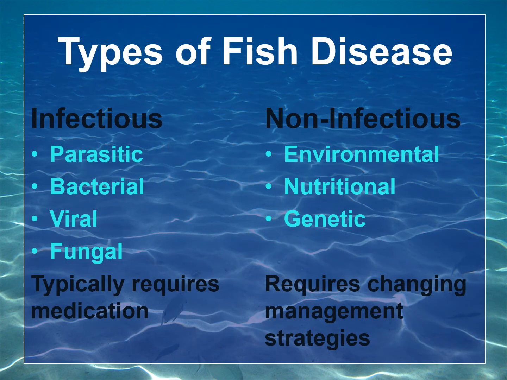Disease can be categorized in 2 ways. Infectious, meaning it can be passed animal to animal, can be caused by parasites, bacteria, viruses, or fungi. These typically require treatment. Non-infectious is not transferred fish to fish, but it can affect the whole population. These are poor environmental issues, poor nutrition, or genetic disorders. Non-infectious diseases generally require a change in husbandry management.